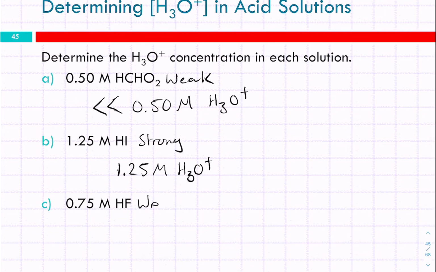Hydrofluoric acid is another weak acid. There's really the only way to know if it's a strong or a weak acid is to look it up on the table or to have it memorized. So if I put a question like that on the final, it will be with a table of strong and weak acids.